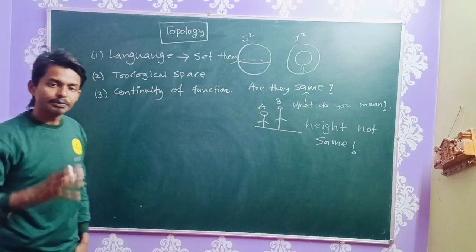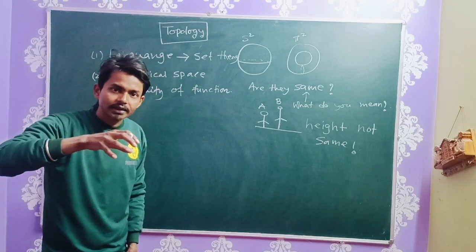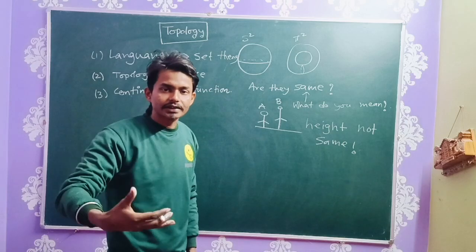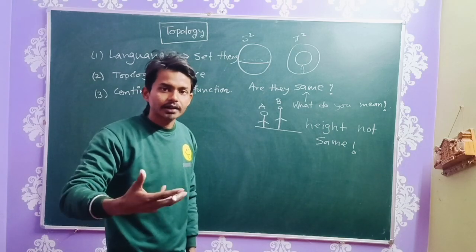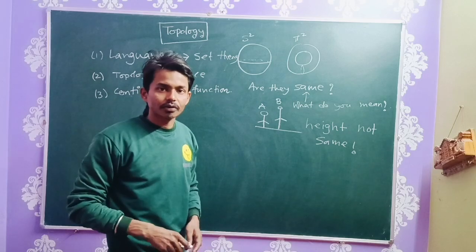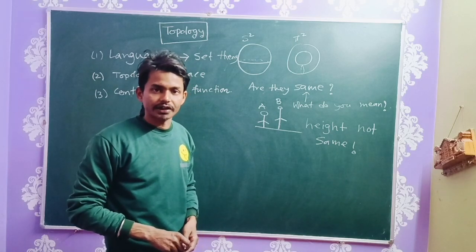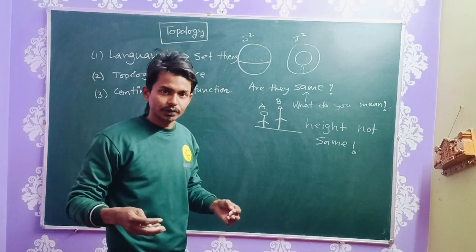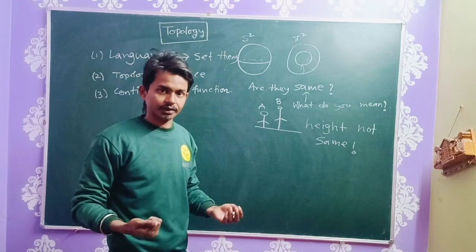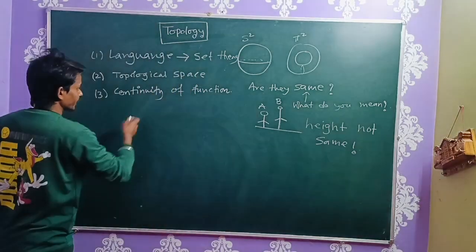Continuity of a function means if you have an object and you give some action, then you get a new object. In this action you have some restriction: you do not allow tearing, and you cannot break it into two pieces. Those kinds of actions are not allowed in the case of continuity. You can deform, you can twist, but you do not allow tearing the object. This is the meaning of continuity in mathematics.